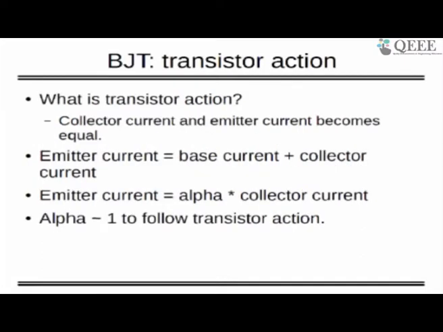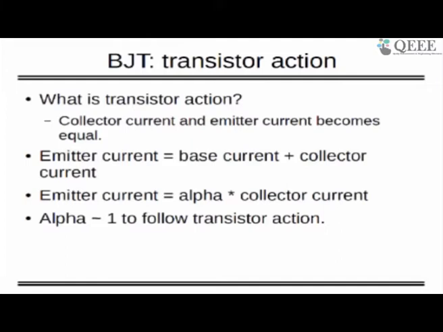Now there is one more important term, which is known as transistor action. Transistor action is when the collector current and emitter current become equal. If the collector current and emitter current are both equal, we call it transistor action. A BJT needs to follow the transistor action, with the collector current and emitter current both equal.